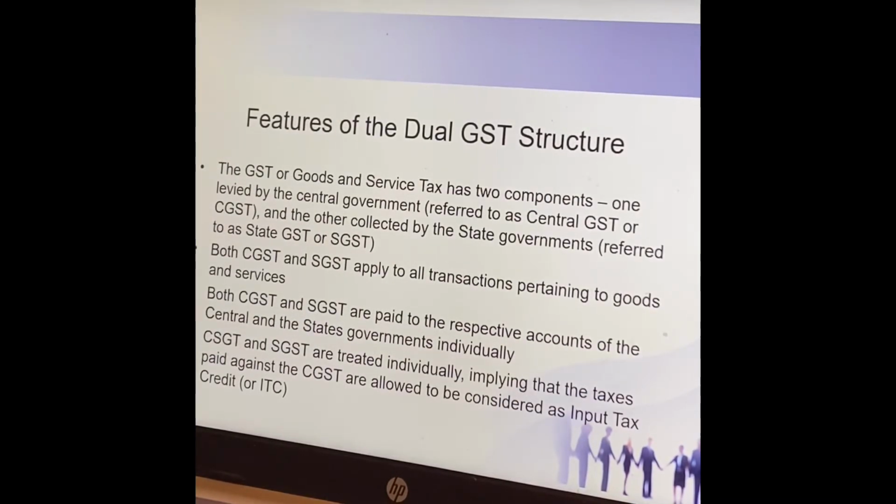So now we'll discuss features of the dual GST structure. We are discussing dual GST structure, that is SGST and CGST. The goods and service tax has two components, one levied by the central government and the other collected by the state government, which we have discussed, that is CGST and SGST. Both CGST and SGST apply to all transactions pertaining to goods and services. Both CGST and SGST are paid to the respective accounts of the central and state governments individually. CGST and SGST are treated individually, implying that the taxes paid against the CGST are allowed to be considered as input tax credit.